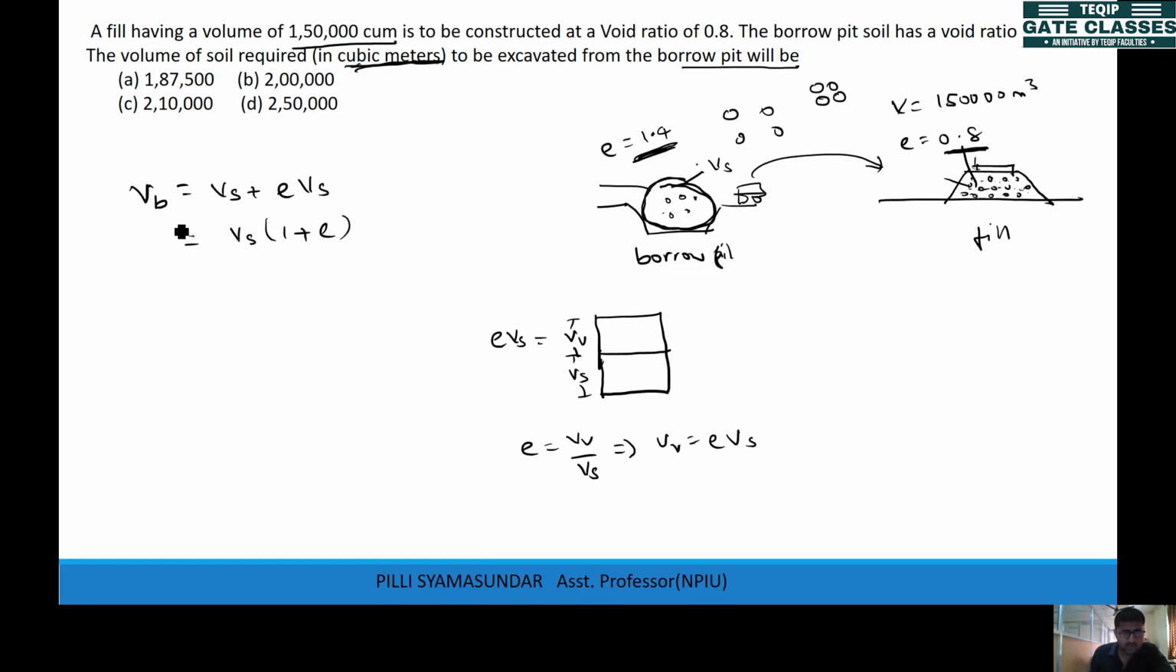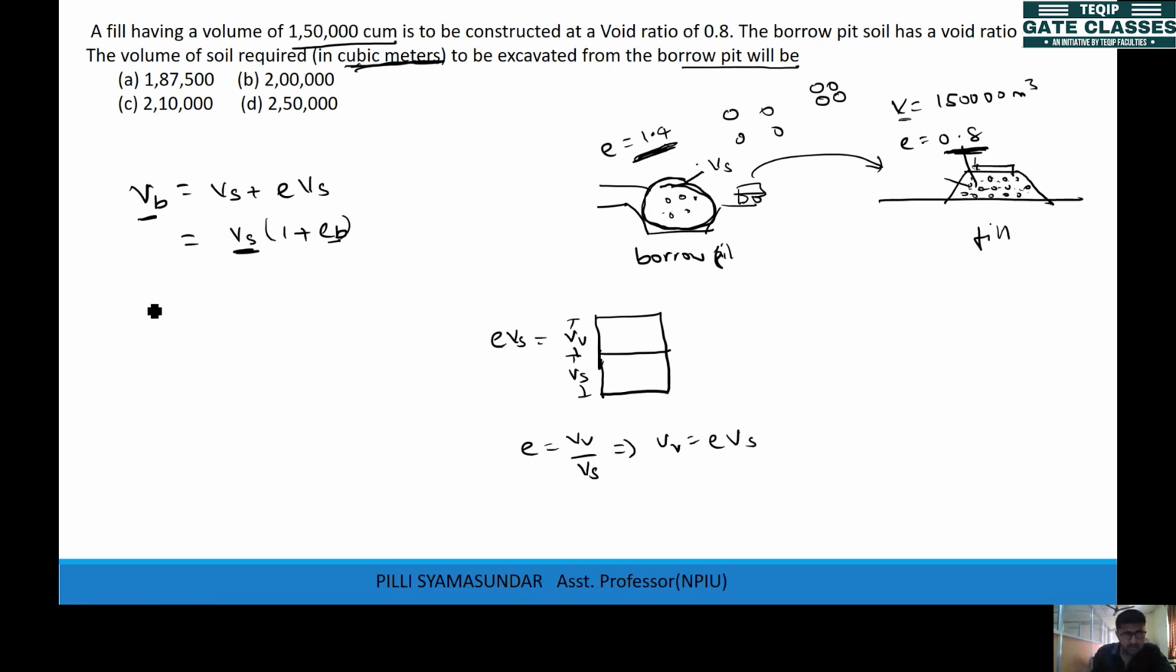So here e is because you are finding out the volume at the borrow pit. So this void ratio is also related to the borrow pit. See, Vs is not changing, only the e is changing with the volume. So initially the volume is more because the void ratio is more. Now after you fill it and compact it, the void ratio is reducing, so the volume is also reducing. So here we have the relation now.